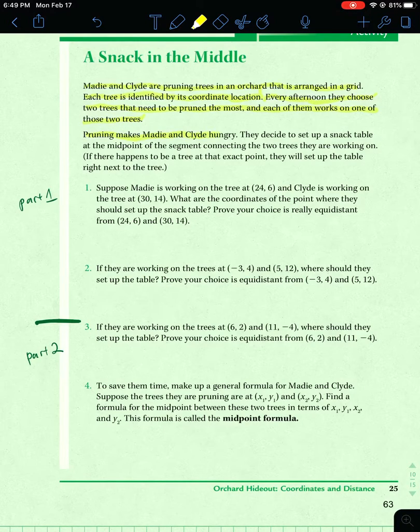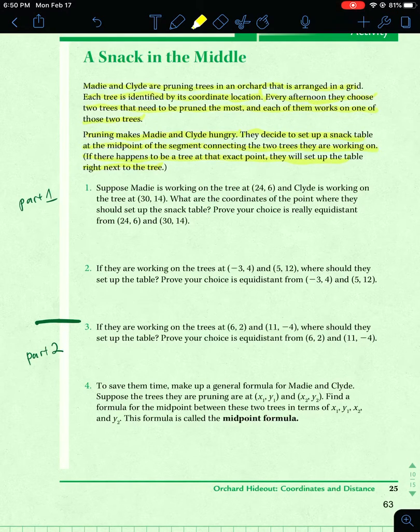Pruning makes Maddie and Clyde hungry. They decide to set up a snack table at the midpoint of the segment connecting the 2 trees they're working on. If there happens to be a tree at that exact point, they will set up a table right next to the tree. So that's where the problem title comes from, a snack in the middle.